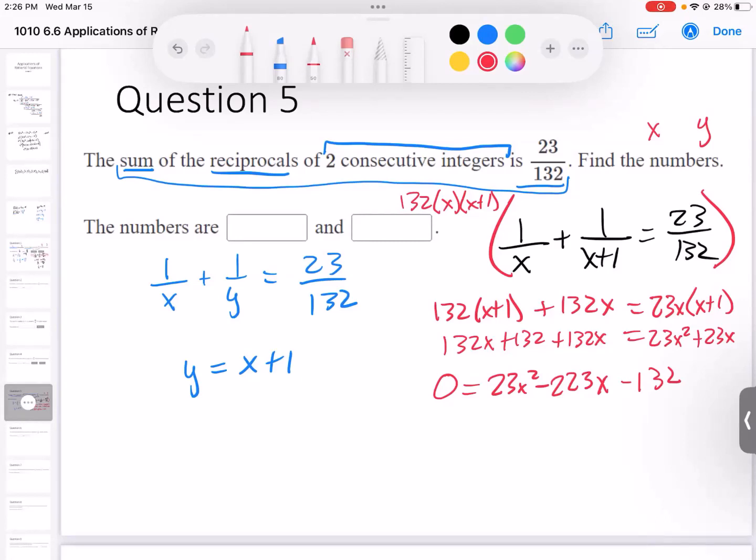I don't think there are any common factors though. So I guess we'll just have to factor it the long way. If I take this number and multiply by that, what does that give you? 3030. 3606. Okay, so 3060x squared. The things that multiply together to get 3060 and add to negative 223.